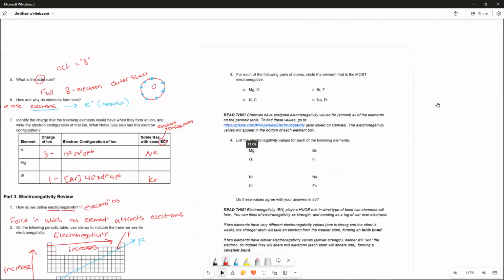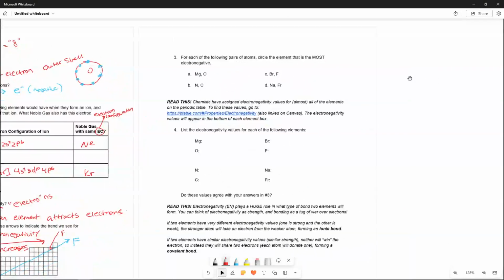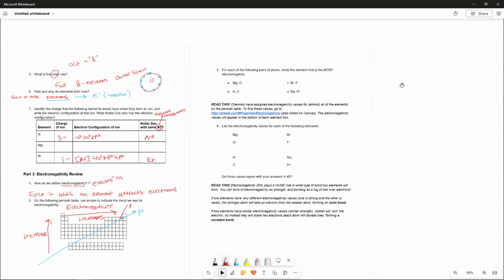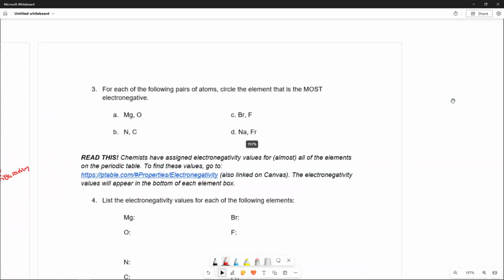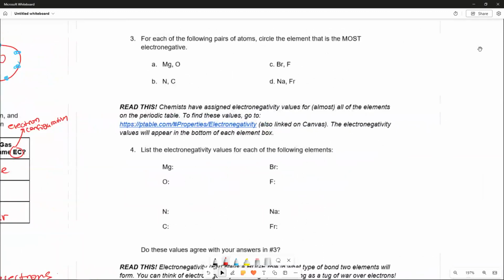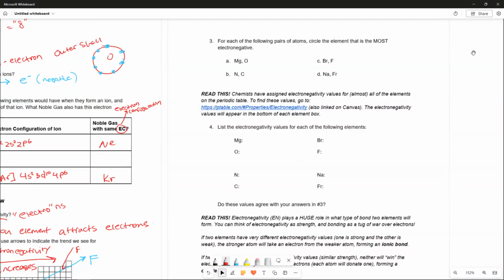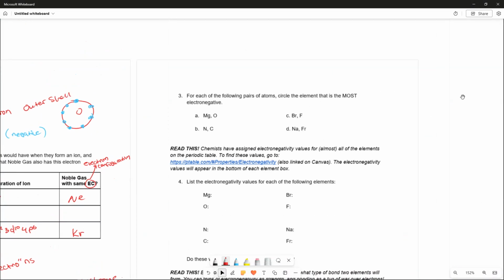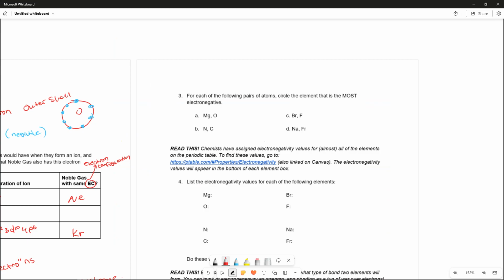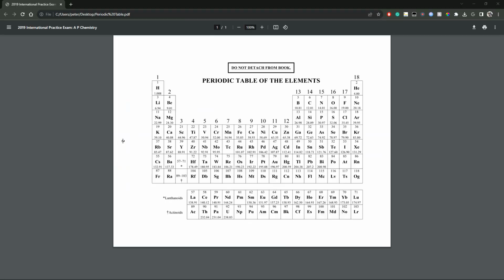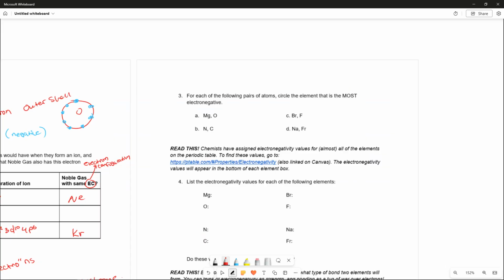Alright, going back to this page, I don't know why I skipped that, or how I skipped it, but apparently I did. For each of the following pairs of atoms, circle the element that is the most electronegative. What is wrong with my pronunciation today? All right, so find magnesium on the periodic table. It's element 12. Oxygen is element 8. And so based on our trend, let's see if I can draw a periodic table here. Kind of like this.